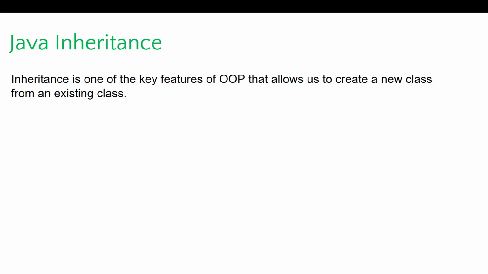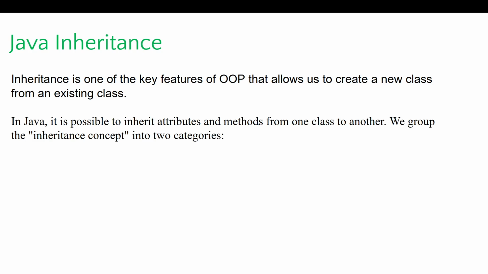Inheritance. So what is inheritance? Inheritance is one of the OOPS concepts that allows us to create a new class from an existing class. So it is possible to inherit attributes and methods from one class to another. Basically, the inheritance concept can be classified into two categories.